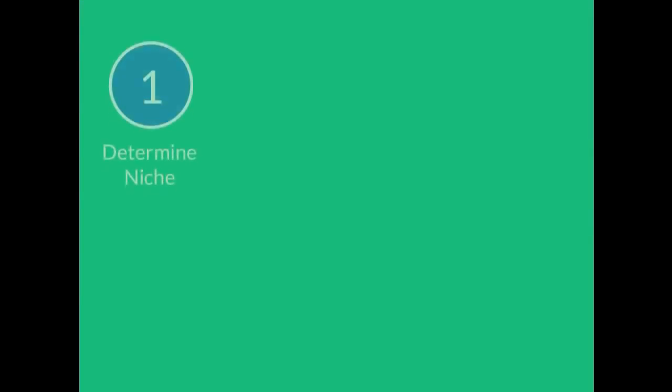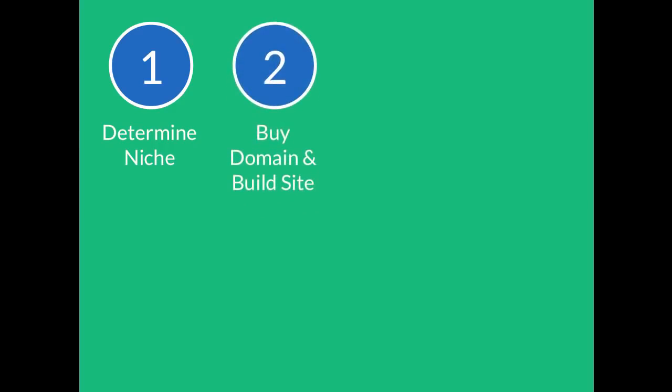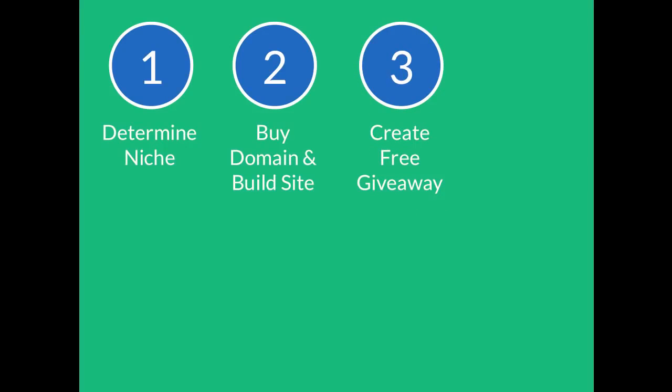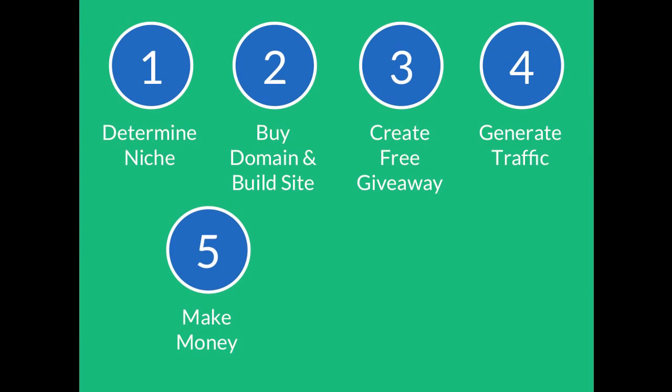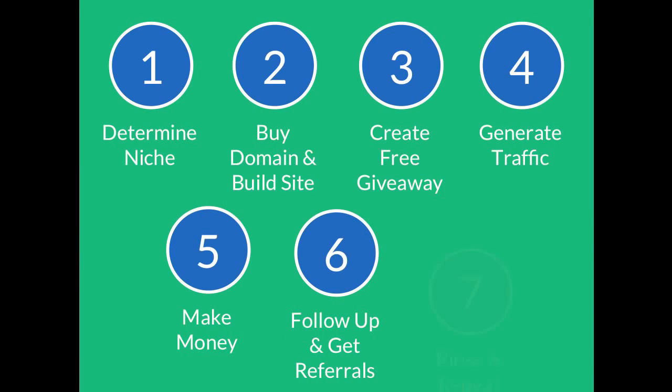Now, there's 7 steps, and the first one is to determine the niche. The second one is to buy the domain and build the site. The third step is to create a free giveaway. The fourth step is to generate traffic. The fifth step is to make money, of course. The sixth step is to follow up and get referrals. And the seventh step is to rinse and repeat. Now, we're going to go over each one of these steps in a little bit more detail.